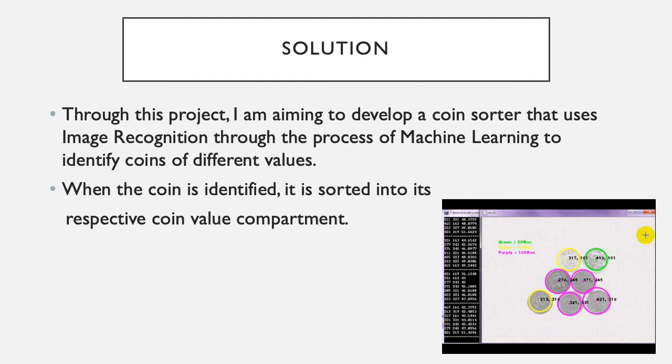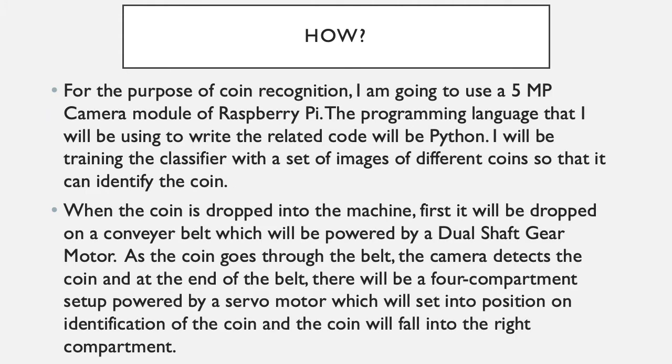So my proposed solution: through this project, I'm aiming to develop a coin sorter that uses image recognition through the process of machine learning to identify coins of different values. So when the coin is identified, it is sorted into its respective coin value compartment. So how am I going to do this? This is just a short summary, and I'll be going into details in the later stages of the presentation.